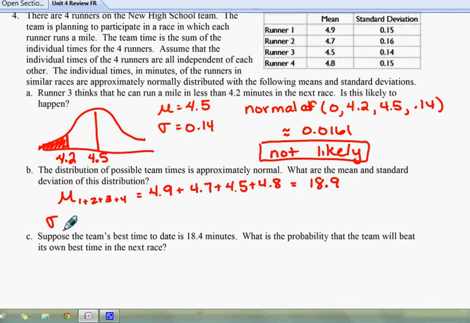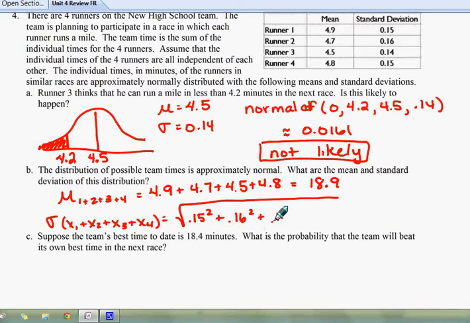Standard deviation is a little bit trickier. Standard deviation of all of the events added up, since you're adding events, you have to still understand it's going to be the square root of all of their standard deviations squared. So 0.15 squared, 0.16 squared, 0.14 squared, and 0.15 squared. And when you calculate that, you get 0.3003.